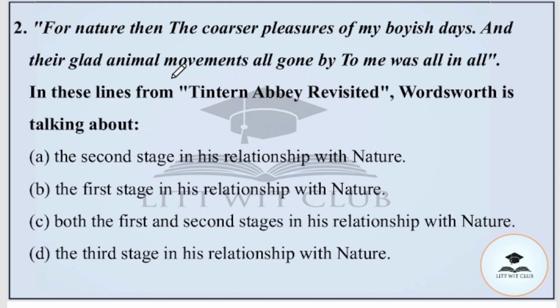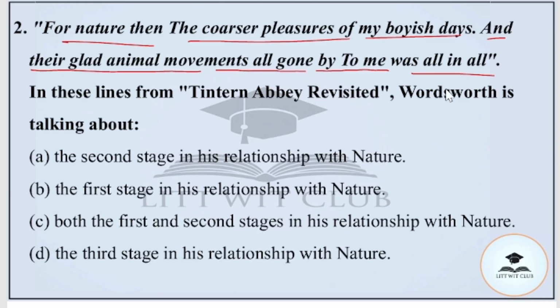Question number 2. For nature, then, the coarser pleasures of my boyish days and their glad animal movements all gone by, to me was all in all. In these lines from Tintern Abbey Revisited, Wordsworth is talking about the second stage in his relationship with nature, the first stage in his relationship with nature, both the first and the second stages in his relationship with nature, or the third stage in his relationship with nature. And the correct answer is both the first and second stages.